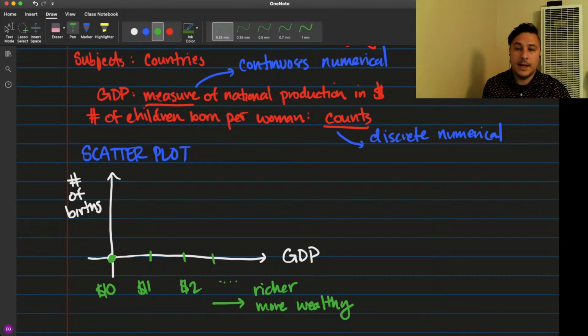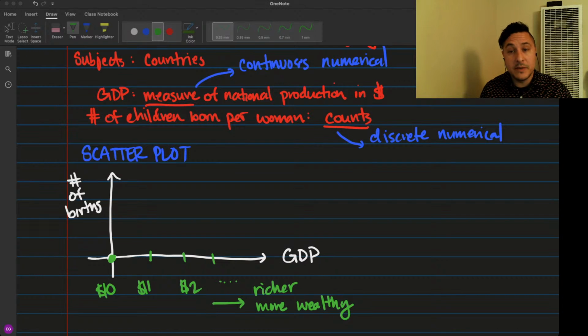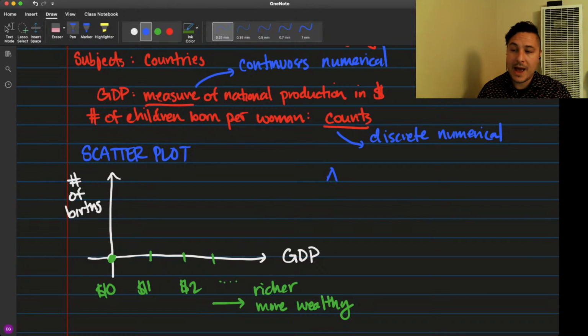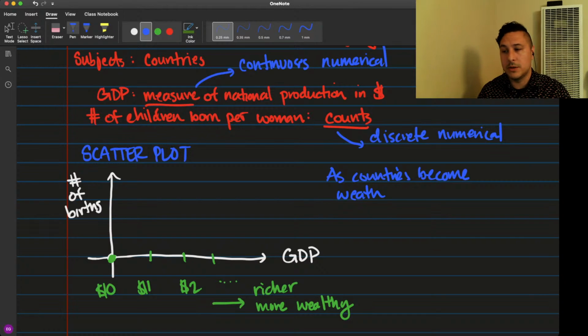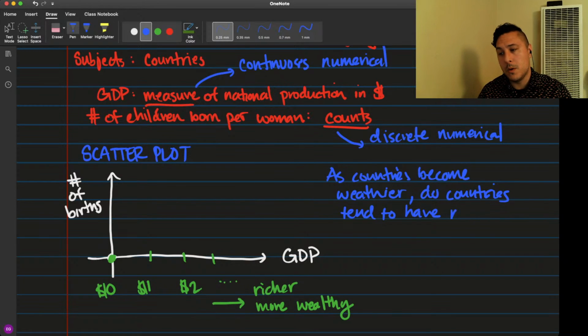Okay. So now the dots that will show up on the graph, those will be the individual countries. So my question to you is, as countries become wealthier, do you think women tend to have more or fewer children? So as countries become wealthier, do countries tend to have more or fewer children? What do we think?